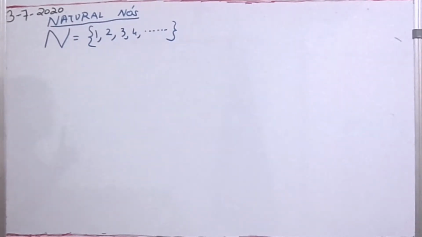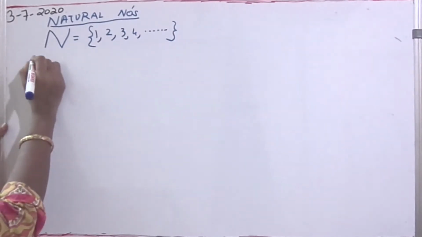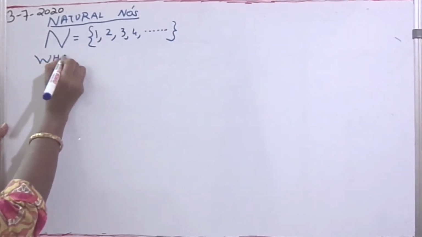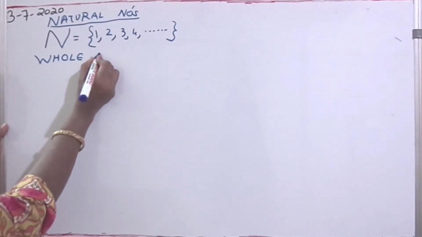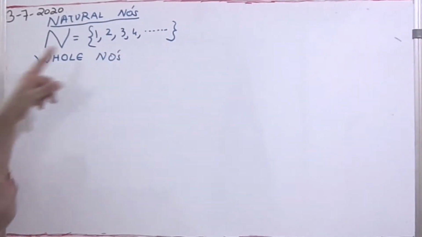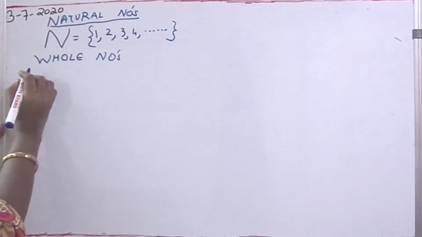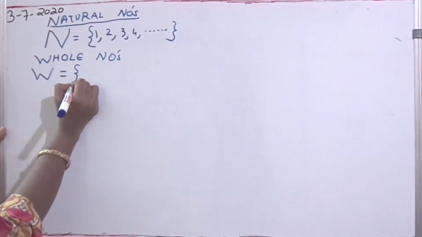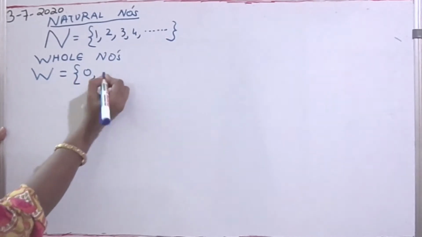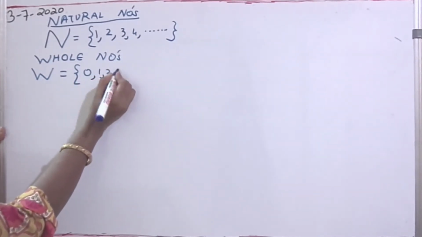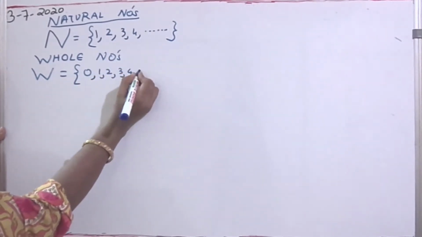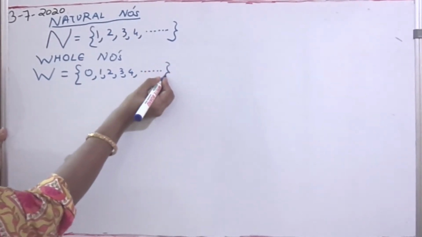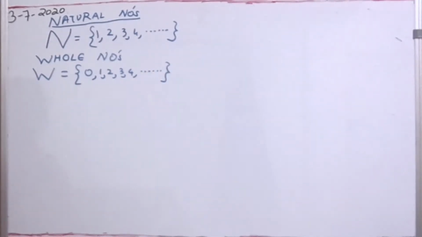The next set which we did was the set of whole numbers. Now, how is it different from natural numbers? Only one number extra will be there. It is denoted by letter W and we have one extra number, 0. 0, 1, 2, 3, 4, and again it's an infinite set.